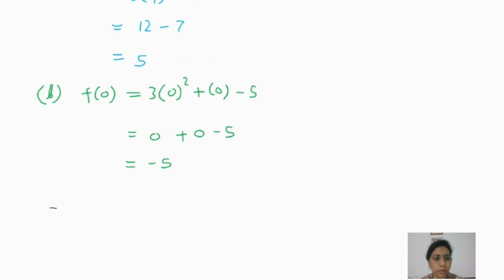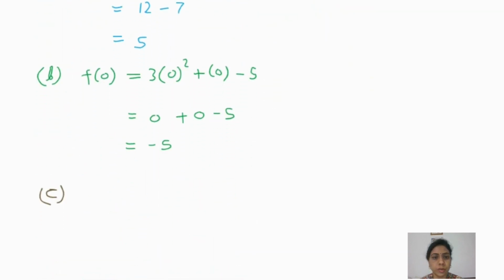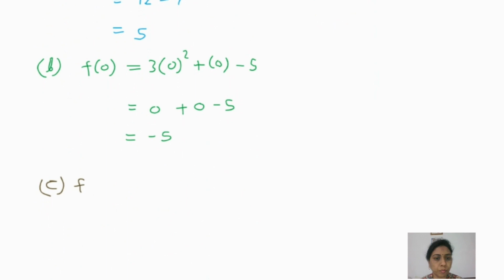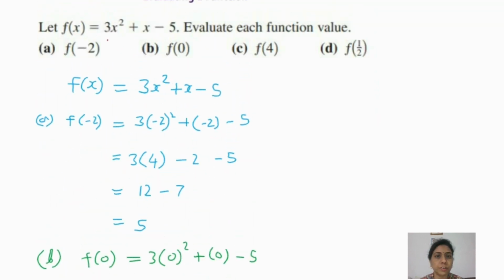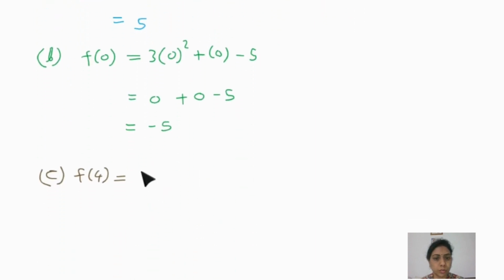Now C question. What is C? f(4). Here the given function is 3x square plus x minus 5, with x replaced with 4. So 3x square, here 4 square, plus x, we can write here 4, minus 5.